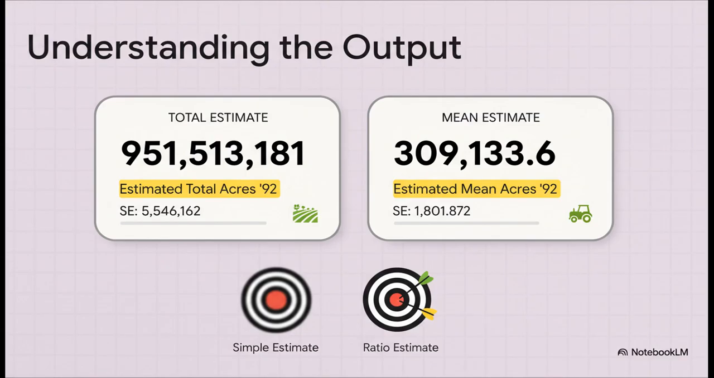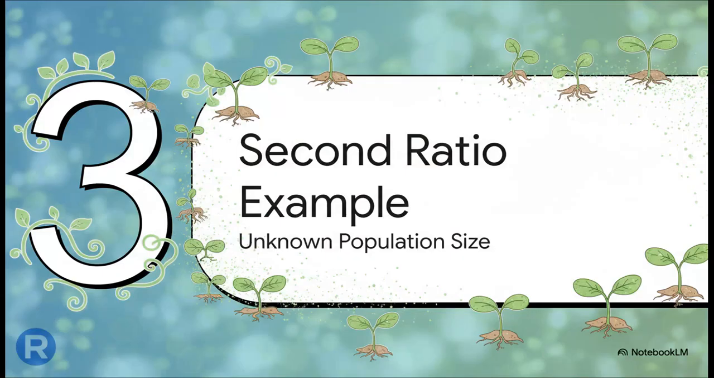We've literally cut our uncertainty in half without collecting a single new piece of data. Okay, so that first example was pretty much perfect. But in the real world, things get messy. So what happens when we face a really common problem? We don't actually know the total population size.